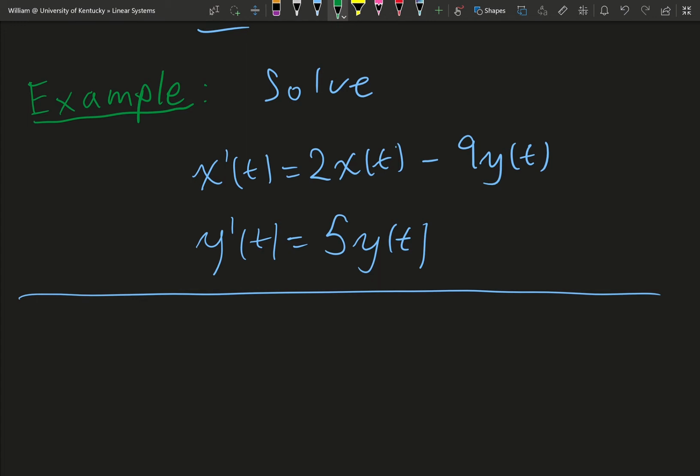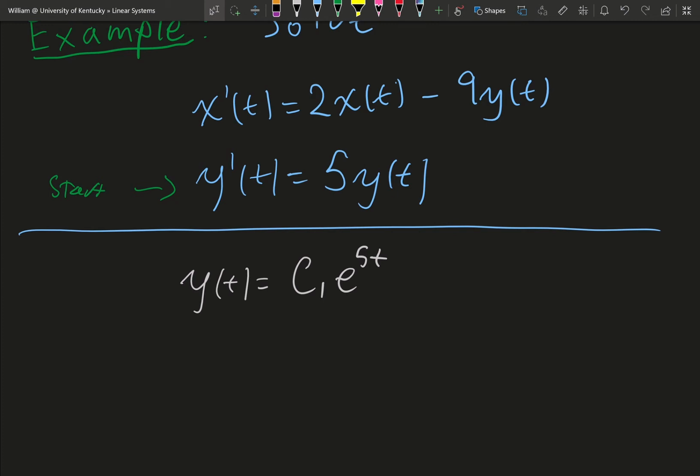You might look at our first equation and think it still seems a little bit hard. But if we start with our equation involving y prime, it's very straightforward. We can see right away, using that formula, y has to be equal to some constant, which we're going to call c1, times e to the 5t. However, now that we have solved this, we can go back and solve our first equation. So x prime equals 2x minus 9y, where y is this thing.